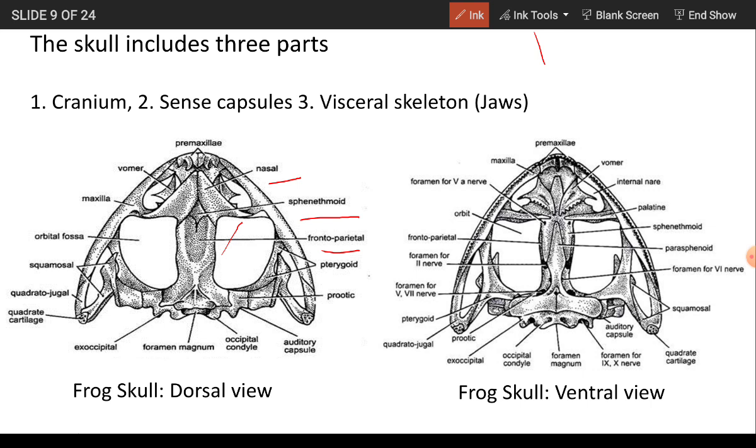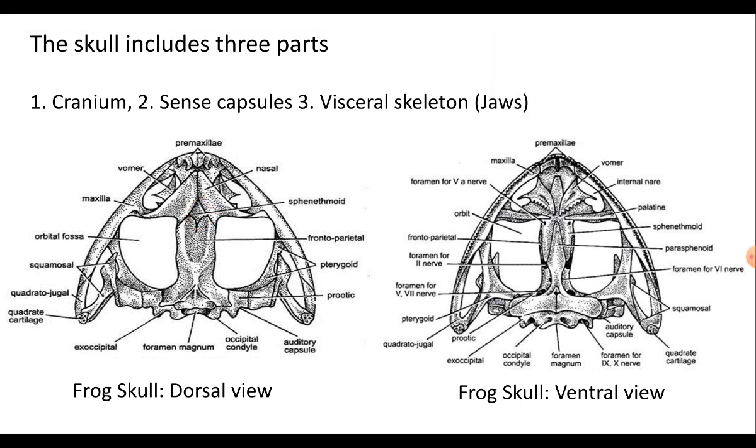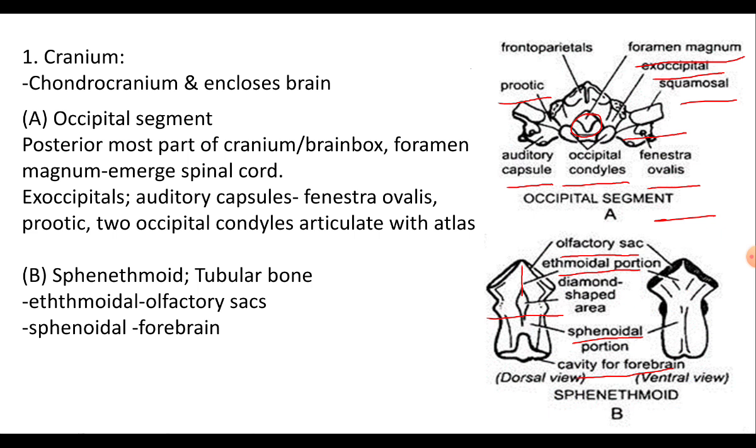As you can see, only a small diamond-shaped portion is seen on the dorsal side. This is the spine ethmoid bone, which is actually seen from the dorsal surface of the skull, where it is completely overlapped anteriorly by the nasal bones and posteriorly by the frontoparietal bones. Hope I have cleared the structure of the spine ethmoid bone.